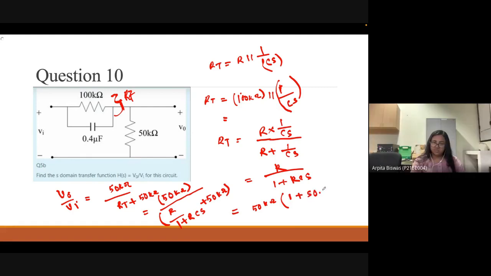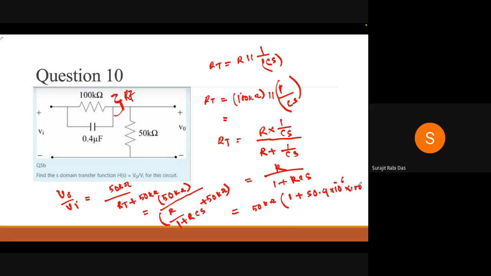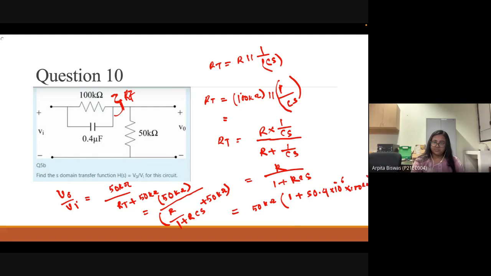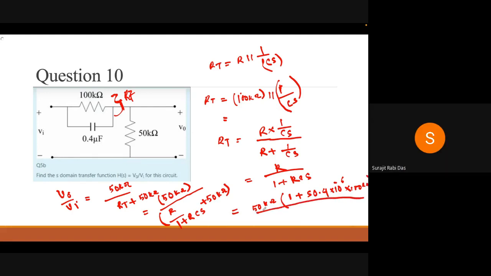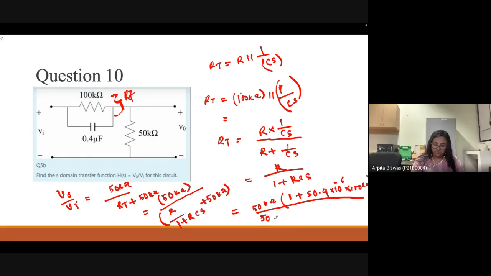Just write down the value: 100 kilo ohm into 50 into 1 plus s into 0.4 into 10 to the power minus 6.